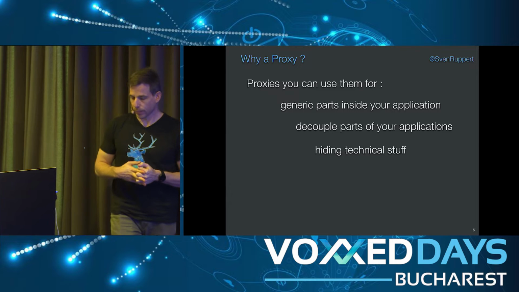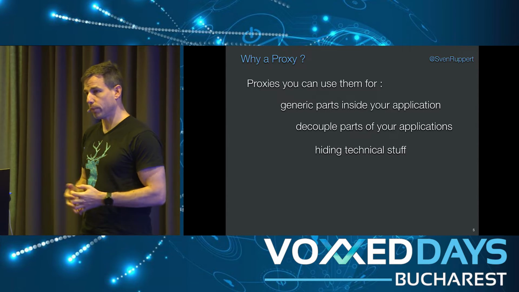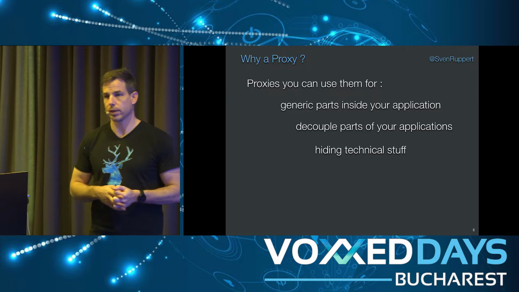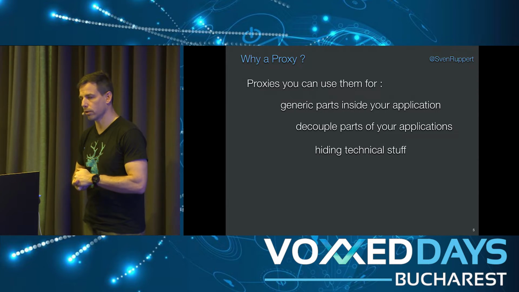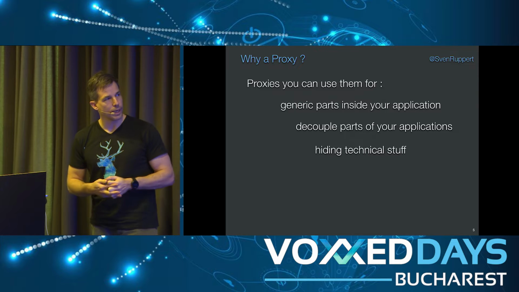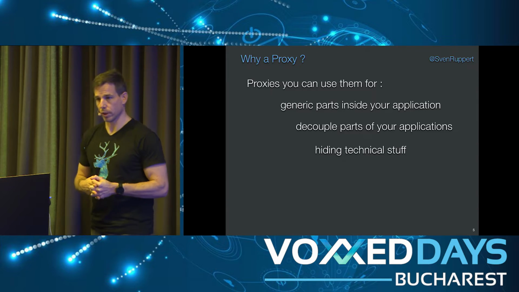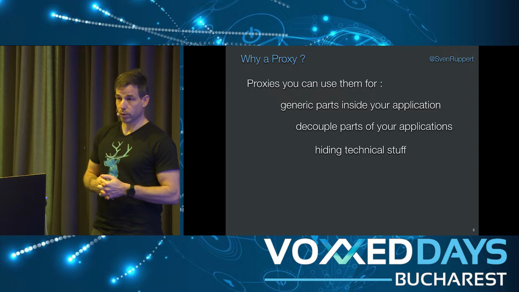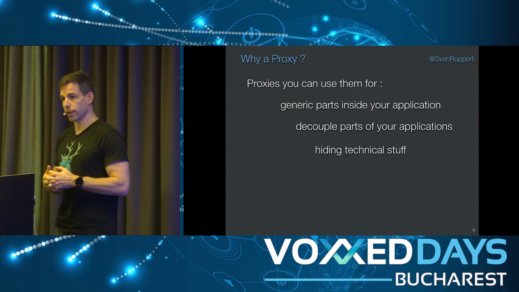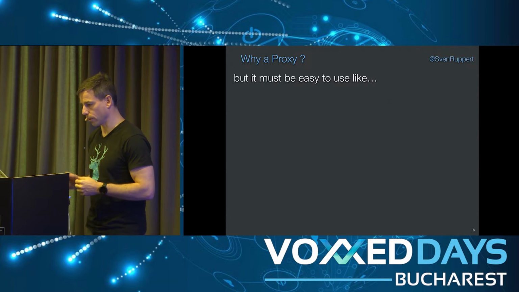So, proxies. Why am I using proxies? Proxies can be used to extract generic parts. These days people sometimes realize this with bytecode and bytecode manipulation, but we are going to use only core Java source code, everything we can do there. Proxies make it possible to decouple parts and hide technical stuff, among several other things. We have different kinds of proxies, and we want to have a look at them.